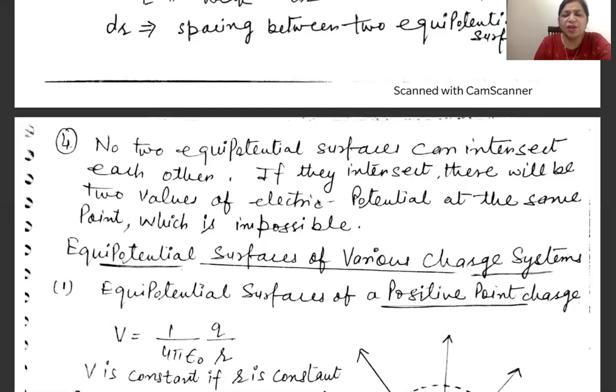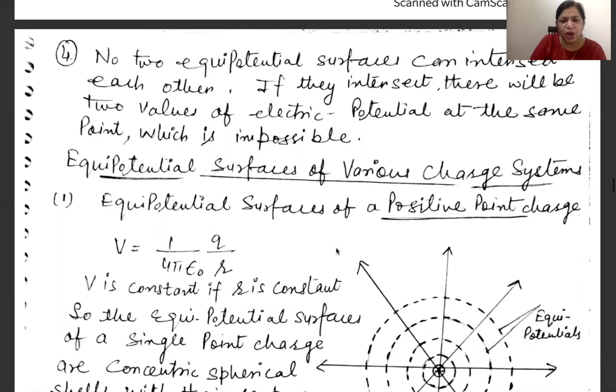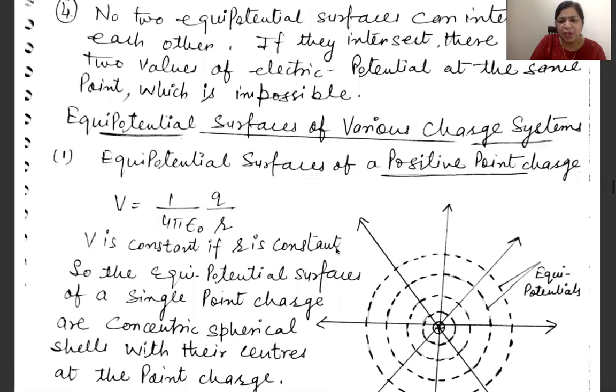If you have two equipotential surfaces, they will have two different values, and if they cut each other, intersecting each other, it means two values at a single point, which is not possible. So we cannot have two equipotential surfaces intersecting each other. These were some very important properties of equipotential surfaces. Now we will draw some equipotential surfaces.